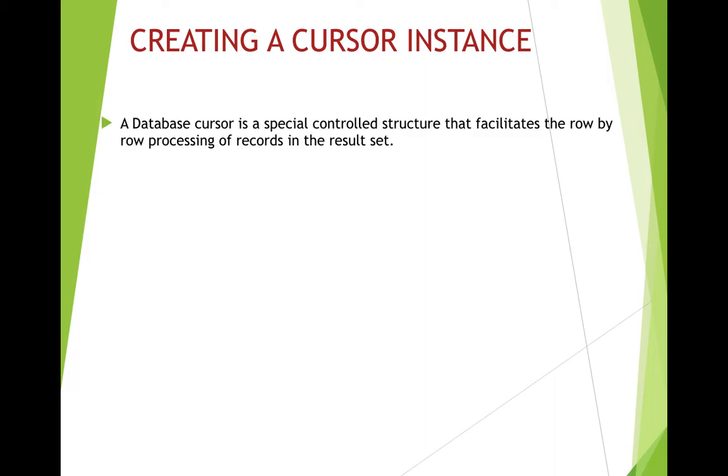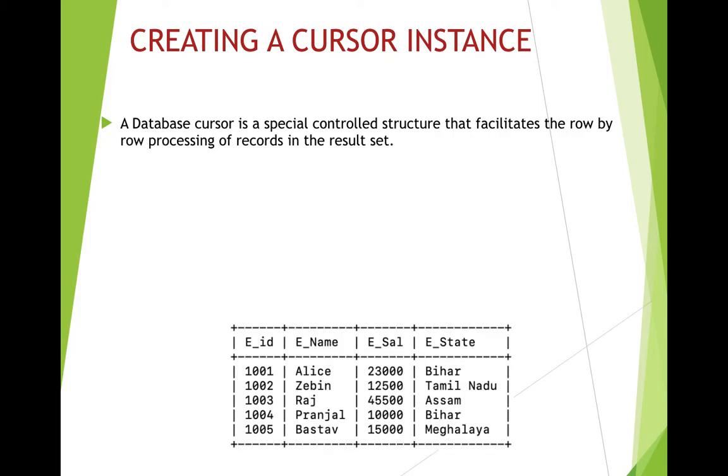Now, what is a cursor instance? A database cursor is a specialized control structure that facilitates the row by row processing of records in the result set. Since you are a computer science student, all of you know the meaning of cursor. A cursor is a pointer with the help of which we can point to different icons and to different objects which we see on the desktop or anywhere in the computer. Similarly, there is a cursor in a database and the use of that cursor is to process the records in a table one after another. Let's see it with the help of an example.